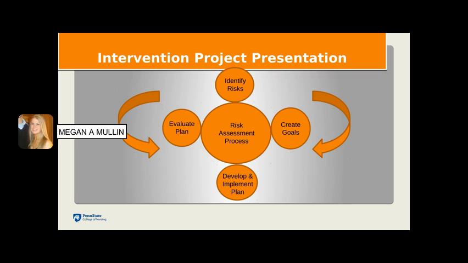A risk assessment was completed to determine how big the problem of high dust really is. The risk assessment process utilized for the purpose of this project is shown here. The risk assessment includes identifying the risks of the problem, creating goals, developing and implementing a plan, and evaluating the plan. It is important to continuously assess, reassess, and repeat each step as needed to ensure the best outcome.